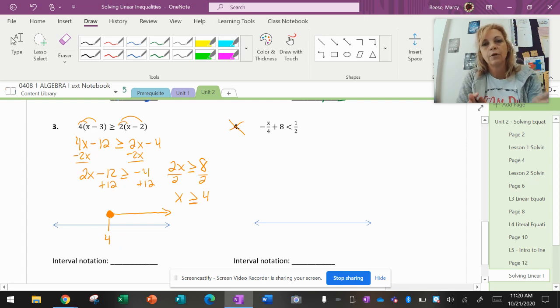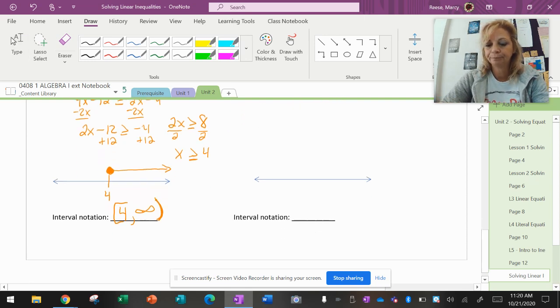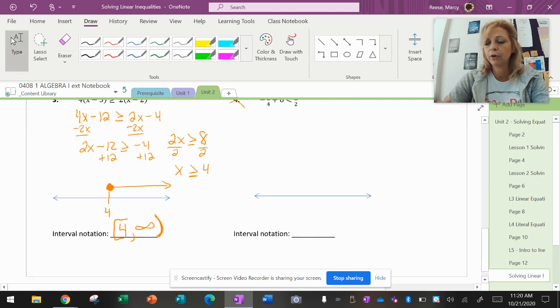Okay, for the interval, start with the lowest number. The very lowest number in this case is 4. It includes 4, so it's a bracket. Okay, we're going to put a comma, and then it goes to infinity. So we're going to put infinity. And always wrap an infinity with a parenthesis. And that's it. We're going to skip 4, like I said.